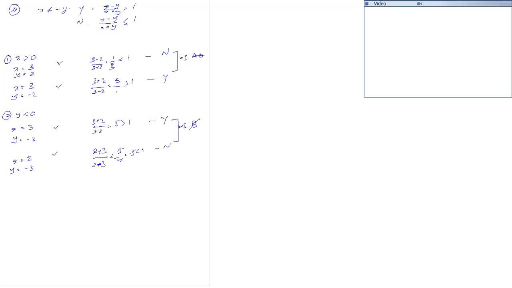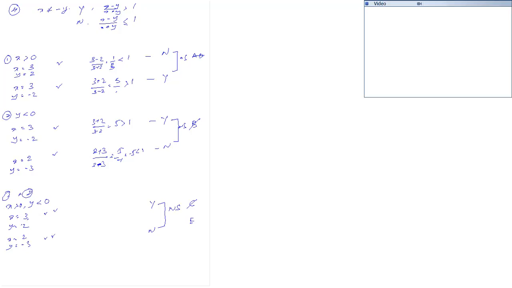Now if I combine both 1 and 2, what do I have? X is greater than 0 and y is less than 0. I can take similar values as above. X equal to 3, y equal to minus 2, I'm getting a yes. And if I take x equal to 2 and y equal to minus 3, both fact statements are happy, and I'm getting a no. Yes and no, so E is the answer. We are not getting C.